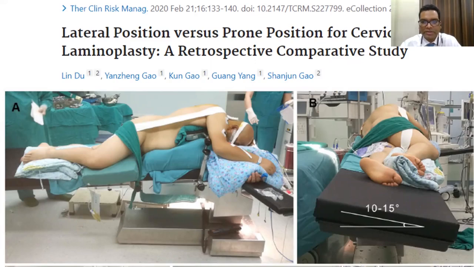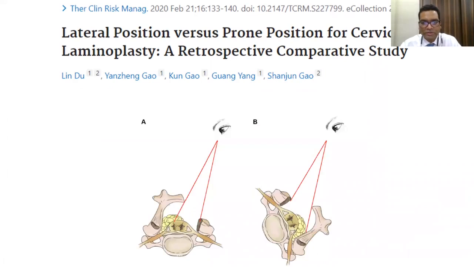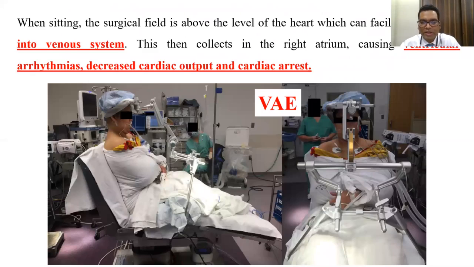One more position is the lateral position, which a few surgeons prefer. That is, the table is tilted at 10 to 15 degrees. According to these authors, in the lateral position the visualization of the contralateral side is better in cervical laminoplasty patients.